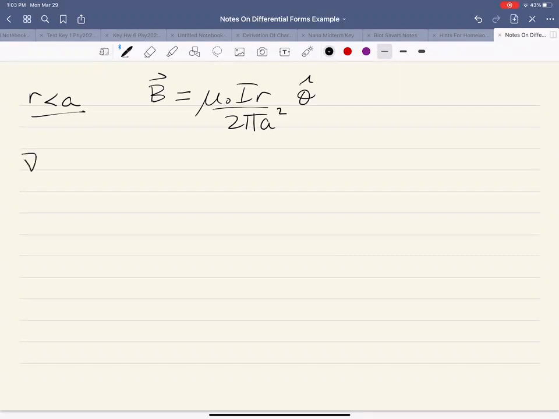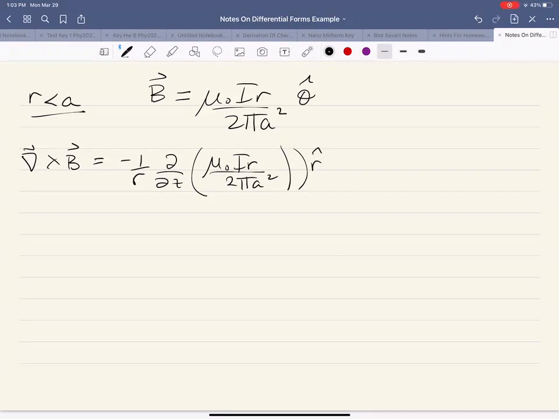So now let's do del cross B again. So just like before, I'm only going to have a couple of things that might give me a non-zero value. So that's minus 1 upon r partial with respect to z of mu naught I r over 2 pi a squared. The r hat bit might give me a non-zero component. And then I might get a non-zero component from the z hat part. 1 upon r partial with respect to r of r times mu naught I r over 2 pi a squared z hat.